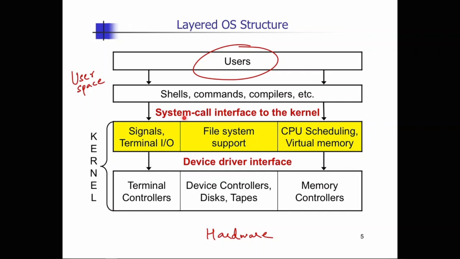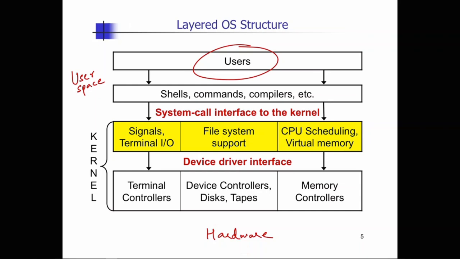So some of the services provided in this highlighted region of the kernel include the I/O operations, file system support, scheduling the CPU, and the implementation of virtual memory. And underneath that, using the device driver interface, we are now getting more and more close to the hardware. Over here we have the device controllers or the I/O controllers, and they could include memory controllers, controllers for disks and tapes, or they could be terminal I/O controllers. And underneath that, of course, we have the shared hardware.